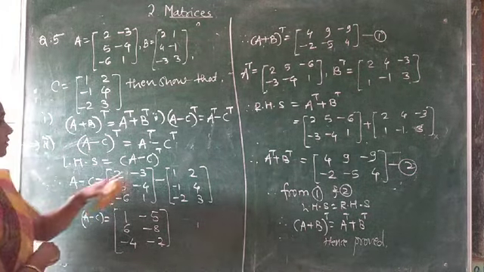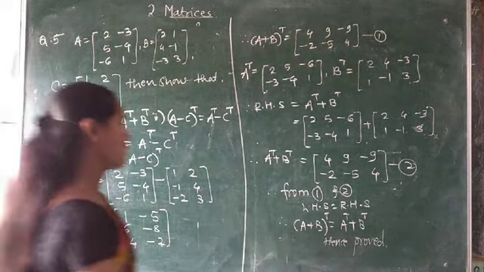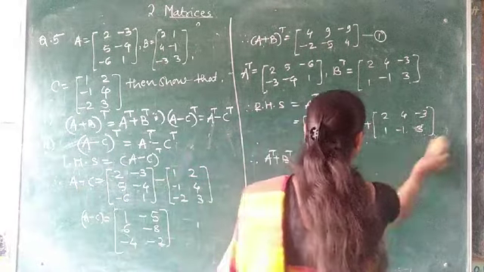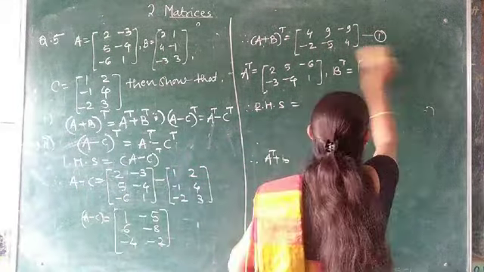But we have to take transpose of A minus C. So write (A minus C) transpose. Therefore, (A minus C) transpose is equal to 1, minus 5, 6, minus 8, minus 4, minus 2. See equation number 1. RHS is A transpose minus C transpose.